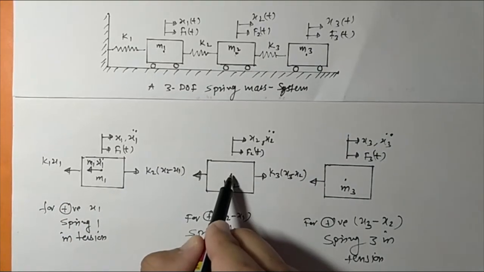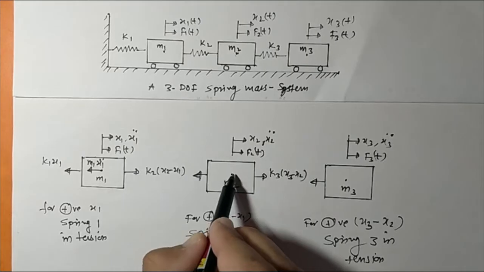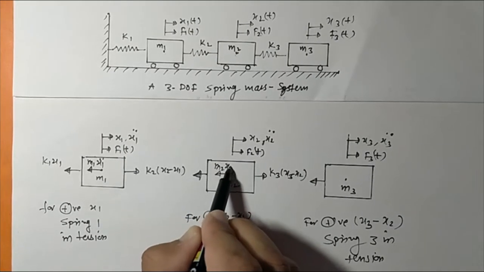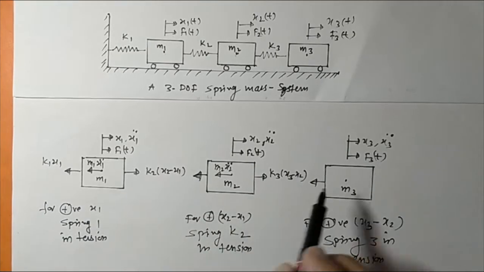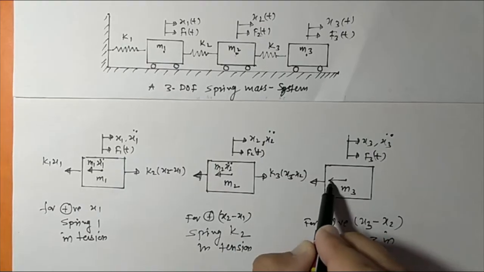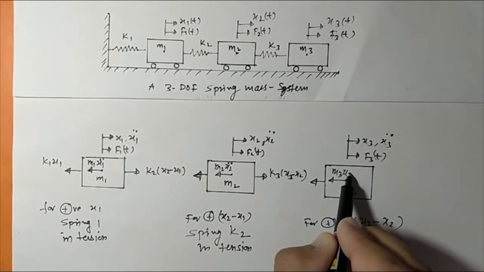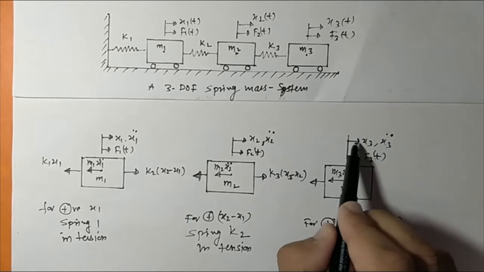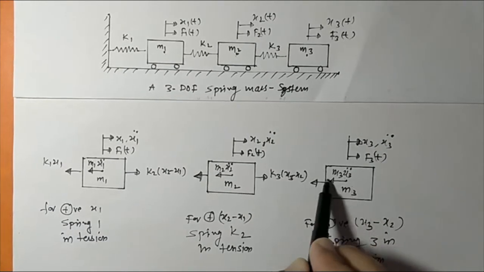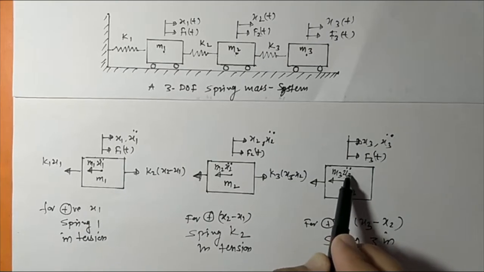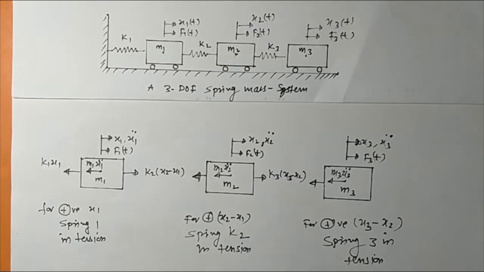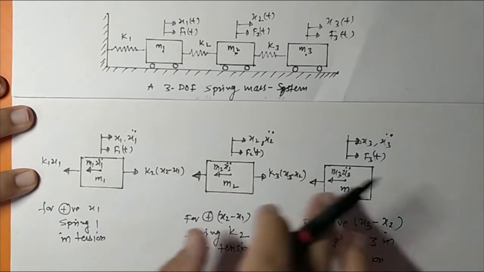Similarly, an inertia force m2 x2 double dot will act on mass m2 in this direction. So this is m2 x2 double dot, and the inertia force on mass m3 would act in this direction, m3 x3 double dot, because x3 is acting in this direction. So m3 x3 double dot is in this direction, just opposite to the direction of x3 double dot. Now we have identified all the forces acting on all three masses.